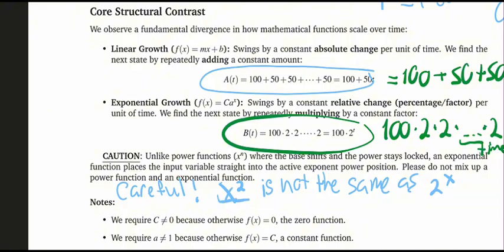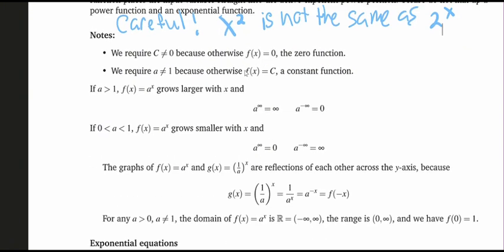This one has a variable to the power of a number. This one has a number to the power of a variable. Do be careful. Do not mix the concept of a power function, or a monomial or a polynomial, with an exponential function. Exponential means number to the power of x. And we'll get to the graphs of what these actually look like.